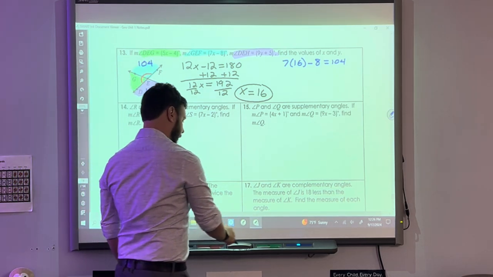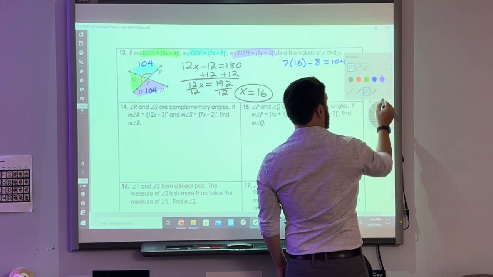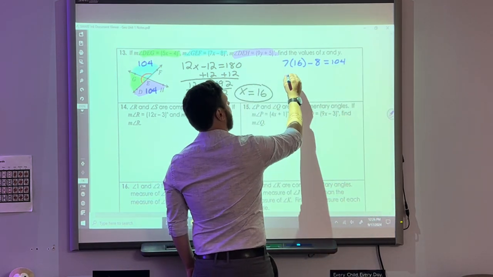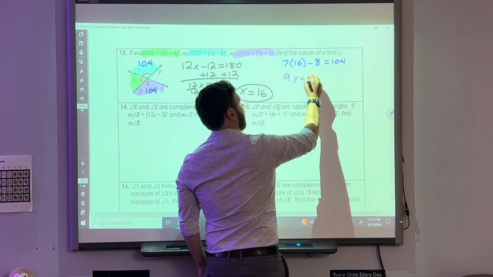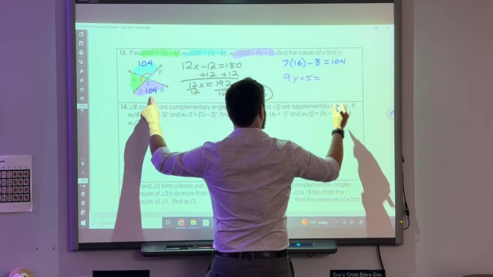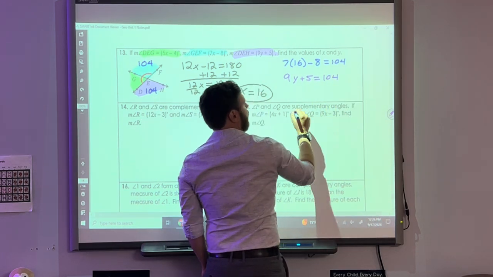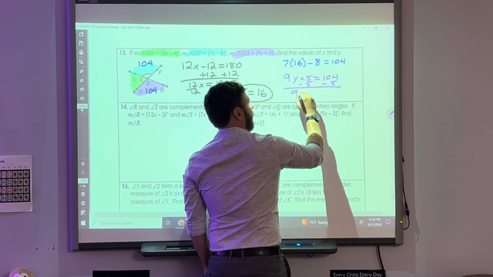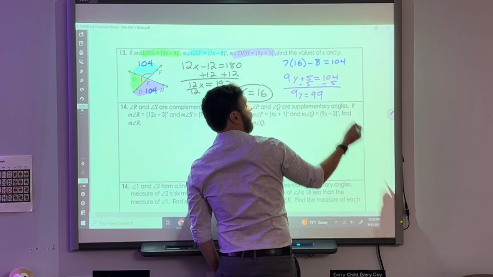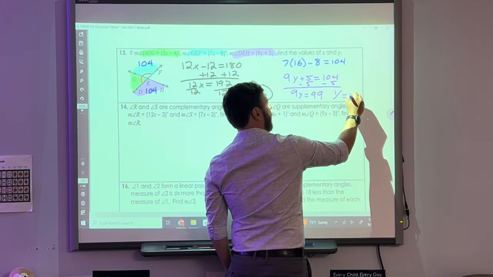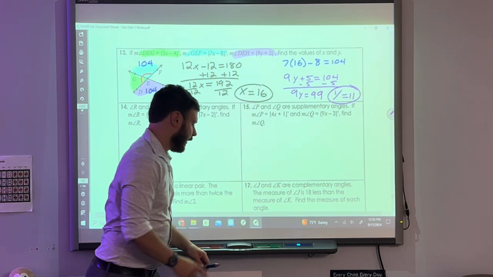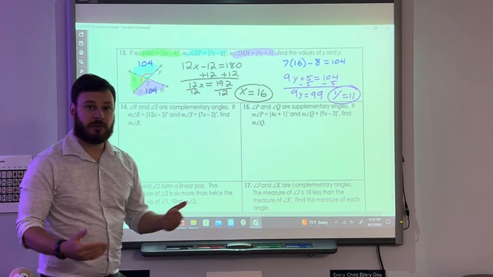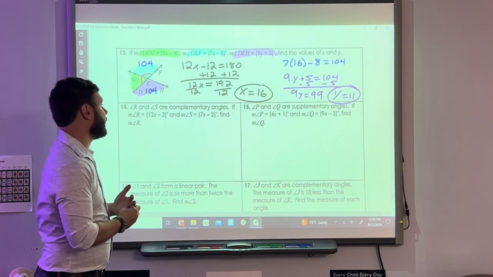I'll take what the purple is, this right here, 9y plus 5, and I'll set it equal to the 104. Subtract the 5. 9y equals 99. Divide by 9, y equals 11. Okay. So I had two variables, but I had to use two different types of angle relationships to figure that out.